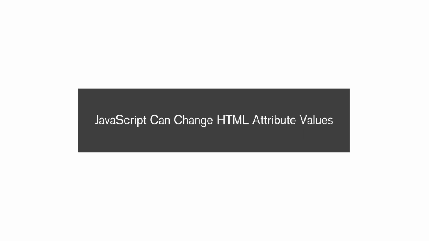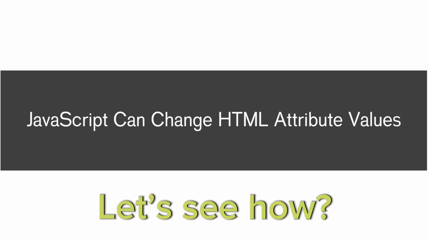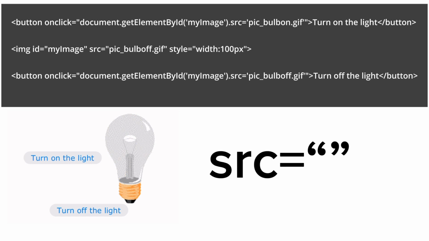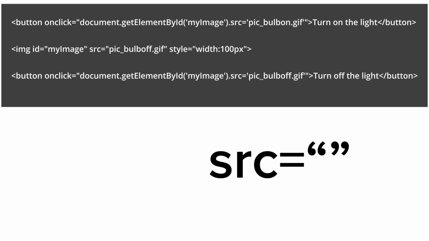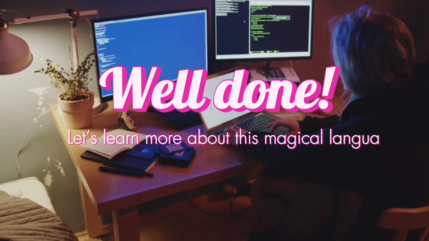The next thing we are going to learn is that JavaScript can change HTML attribute values. Let's see how. When we click on the button tags, the image source changes to a new address and we see the bulb turns on and off. In this example, JavaScript changes the value of the source attribute of an image tag to a new address. Well done. Let's learn more about this magical language.